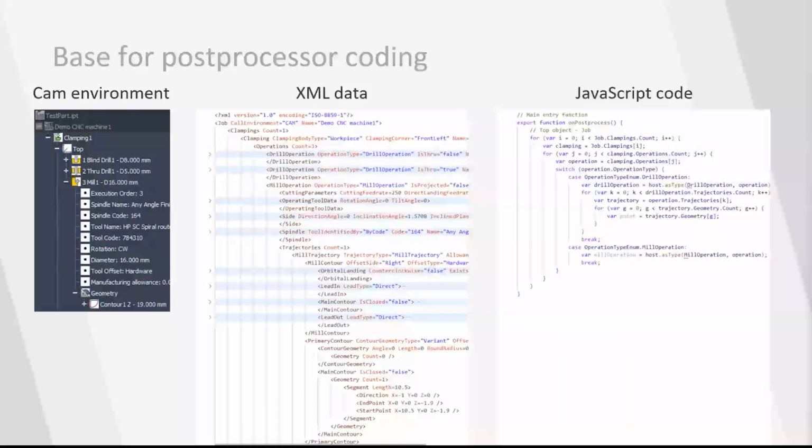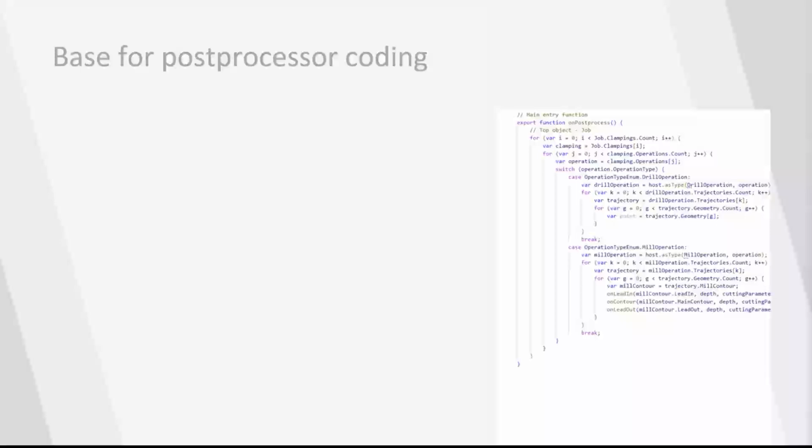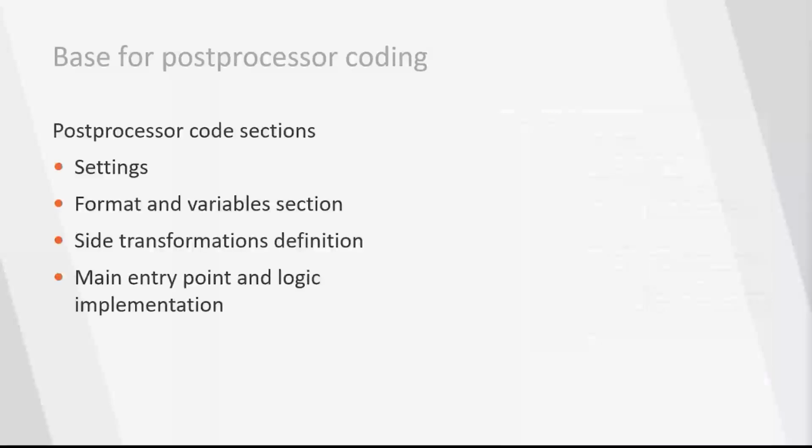The last CAM operation is milling. It is different from drillings and has its own properties and collections, such as orbital landing, leads geometry collection, but the principle of iteration remains the same. So, in brief, we have seen how to iterate through the hierarchy of CAM data.